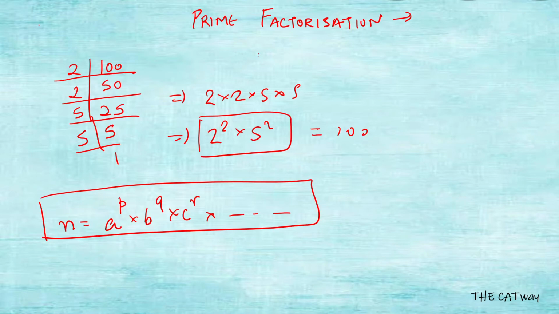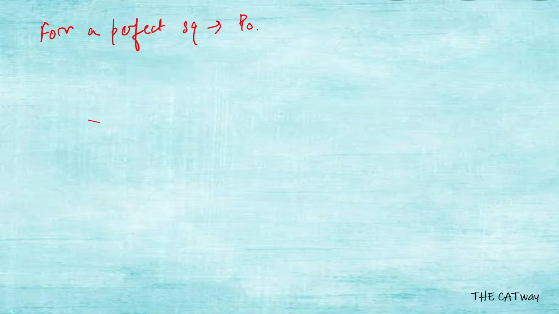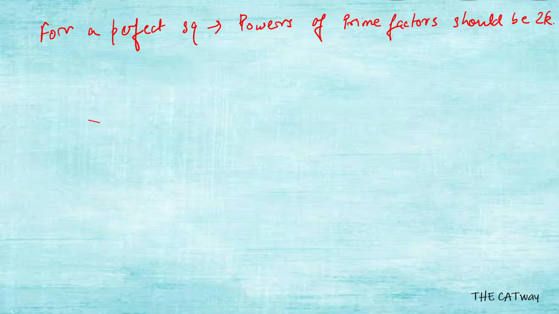For a number to be a perfect square, the powers of prime factors should be 2k. So for a perfect square, the powers of the prime factors have to be of the form 2k. You can check it also.